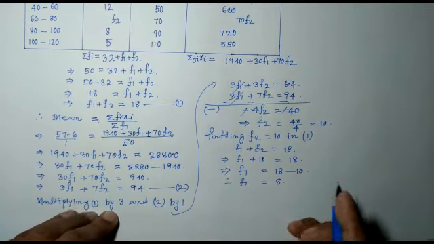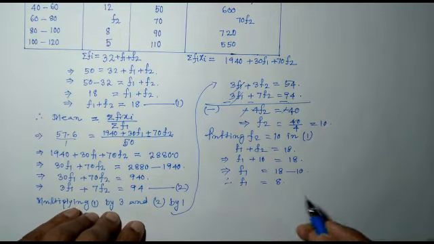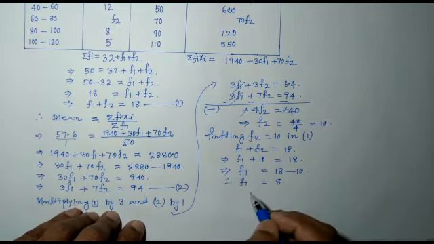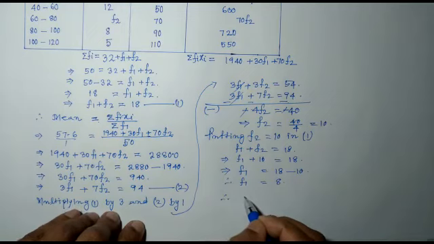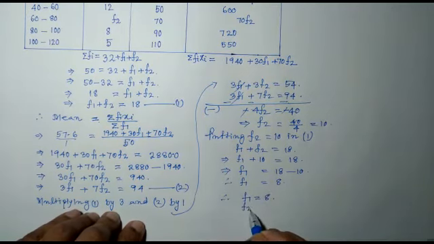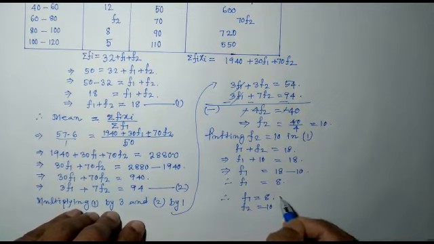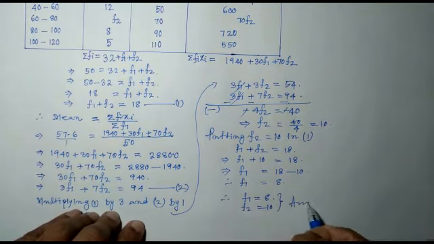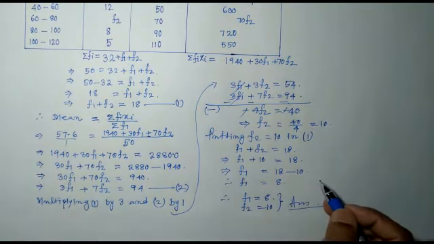The question is to find the value of f1 and f2. So f1 is 8 and f2 is 10. We can write the answer separately. f1 equal to 8 and f2 is equal to 10. And that is the end of the sum. So in this way we can find the value of f1 and f2.